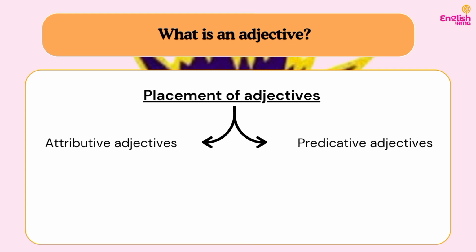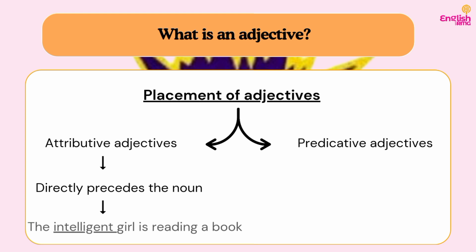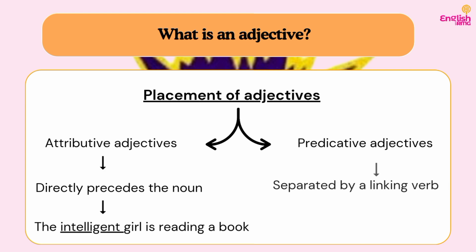So that takes us to the two types of adjective placements in a sentence. So we have the attributive adjectives and the predicative adjectives. So attributive adjectives are adjectives that directly precede the noun. That is, it is usually directly beside the noun. So, for example, we have the intelligent girl is reading a book. So we can see that the adjective intelligent is right beside the noun, preceding it. So we can tell that it is modifying what? The girl.